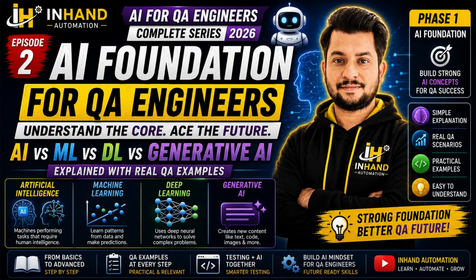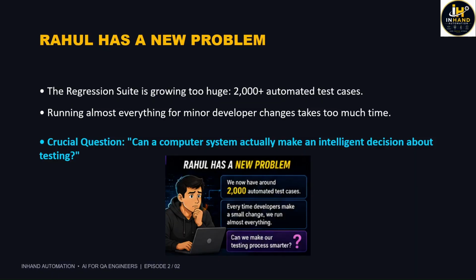So instead of starting with definitions, let's continue the story of our QA engineer, Rahul. If you have watched episode 1, you already know Rahul. Rahul is a QA automation engineer working on an e-commerce application. His team has a large automation suite. Every day, hundreds of test cases are executed through their CI/CD pipelines. One Monday, Rahul's manager comes to him and says, "Rahul, we have another problem."